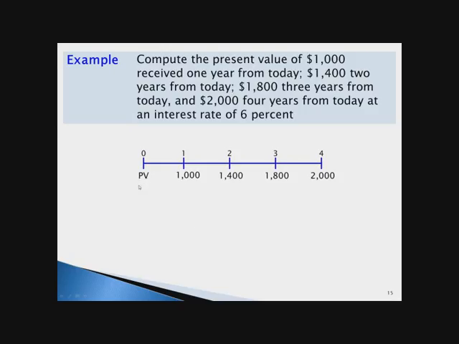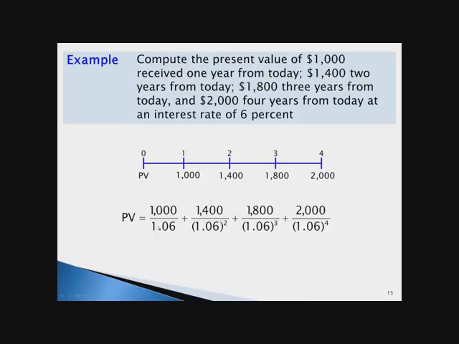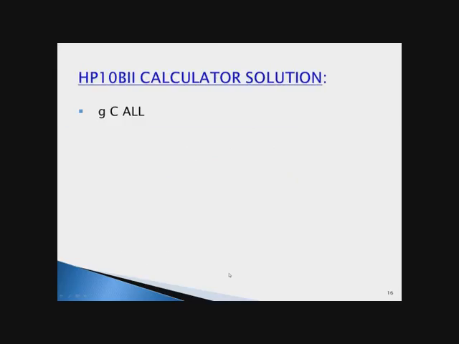If we want the present value at time 0, I simply take the 1,000 over 1.06 to the 1 power. I can drop the parentheses in the 1. $1,400 over 1.06 squared. Remember, put the interest rate in as a decimal. 1,800 over 1.06 cubed, and then add to that 2,000 over 1.06 to the 4th. And if you took the time to do that algebraically on your calculator, you'll get $5,284.89.